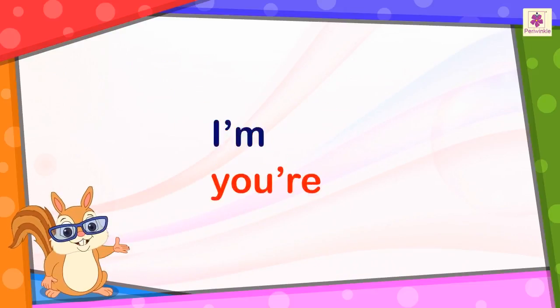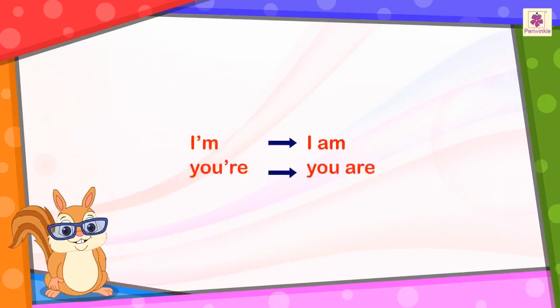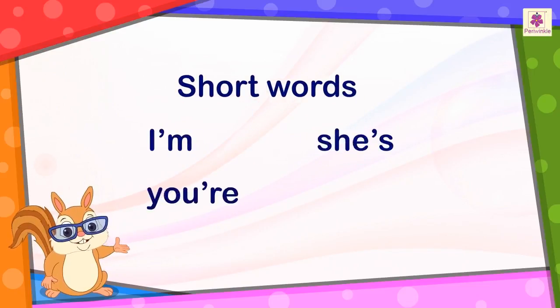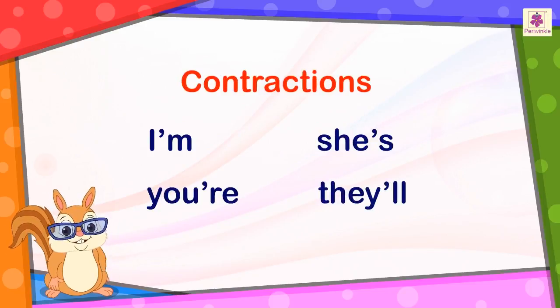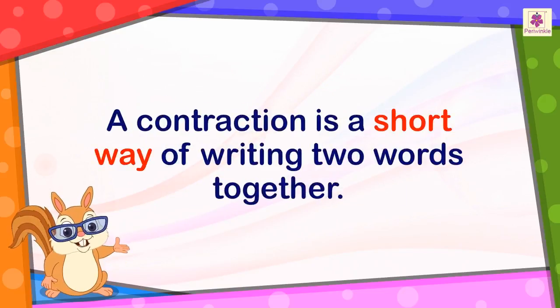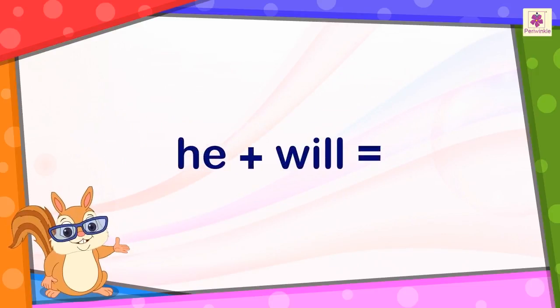The words I'm and you're are the short forms of the words I am and you are. The short words I'm, she's, you're, they'll, etc. are called contractions. A contraction is a short way of writing two words together, such as he plus will is equal to he'll.